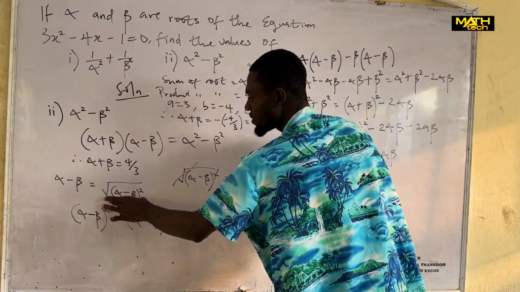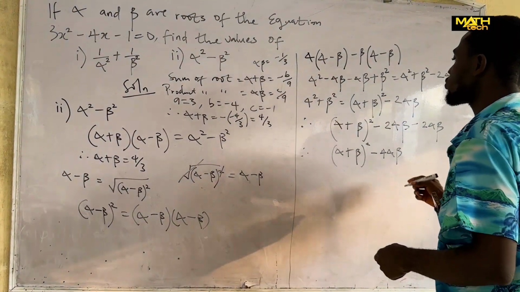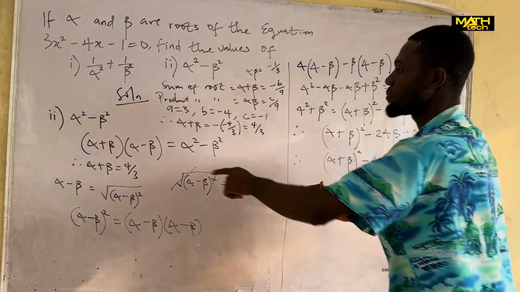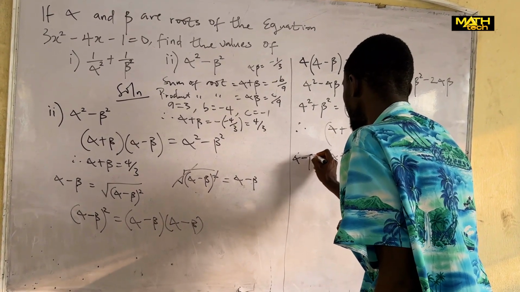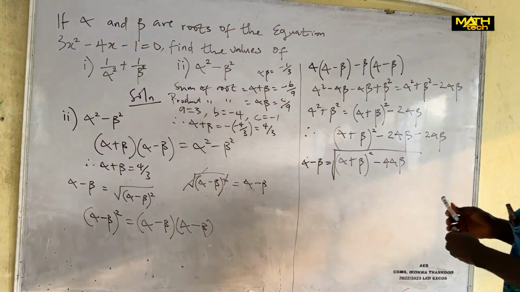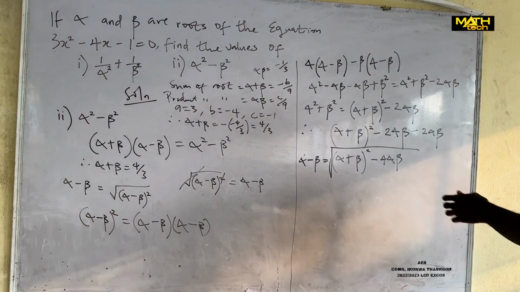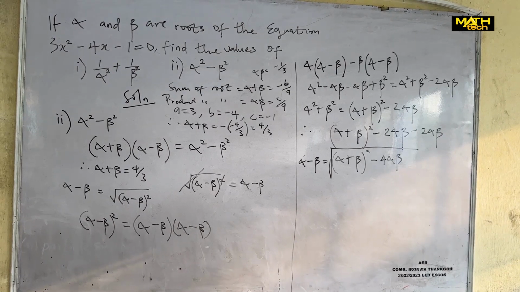Now when we are done resolving the inside, we will then have to bring the square root at the last part. In everything we are doing, if you have to bring back alpha minus beta, what we are going to be having here is alpha minus beta is equal to the square root of this. So let's take everything together now.